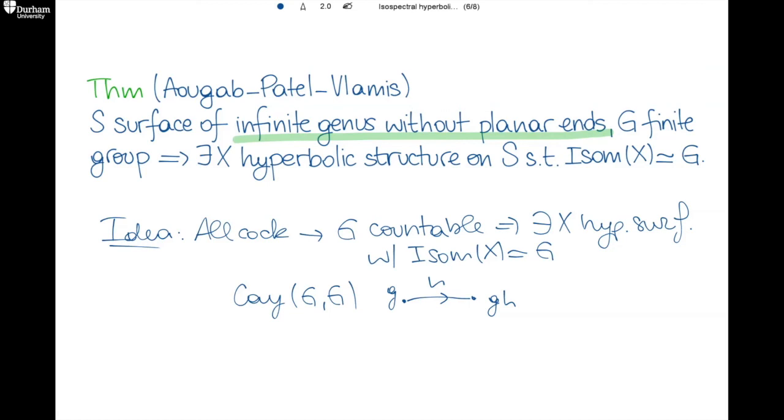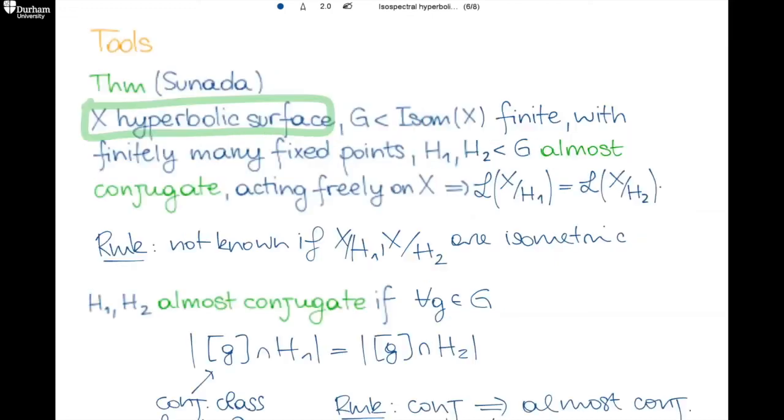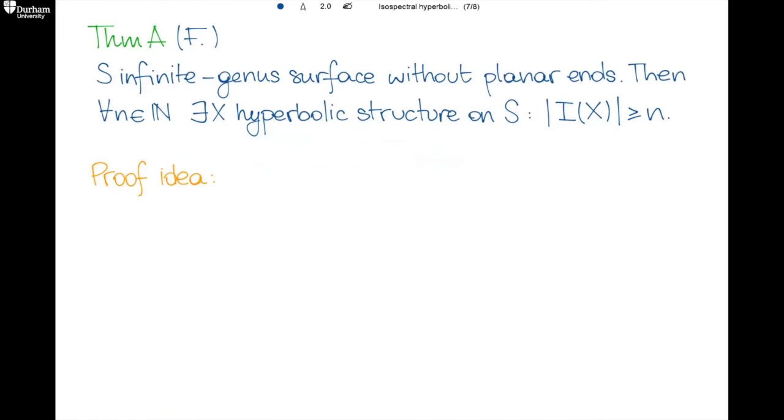And what Agol, Patel, and Flamis do is to pick this idea and make it considerably more complicated to be able to fix the topology of the surface up front, so that when you do this construction, you actually get a hyperbolic surface with a specific topology. Okay, so with this in mind, I can give you an idea of how we prove the first theorem.